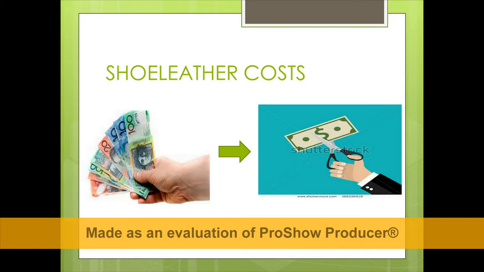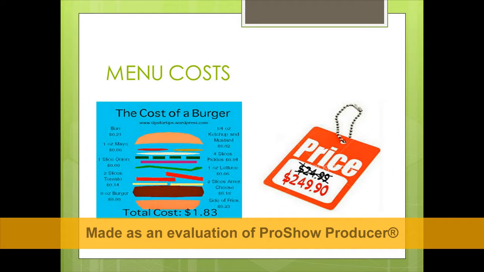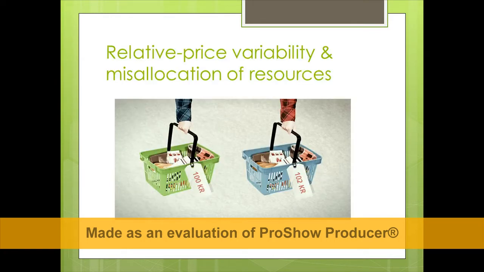The first one is the shoe leather costs. Inflation reduces the real value of money, so people have an incentive to minimize their cash holdings. The menu cost is the cost of reprinting menus, updating price lists or retagging merchandise when the price changes. Relative price variability and misallocation of resources occur as general prices rise. The relative prices of goods are constantly changing, causing the misallocation of resources.